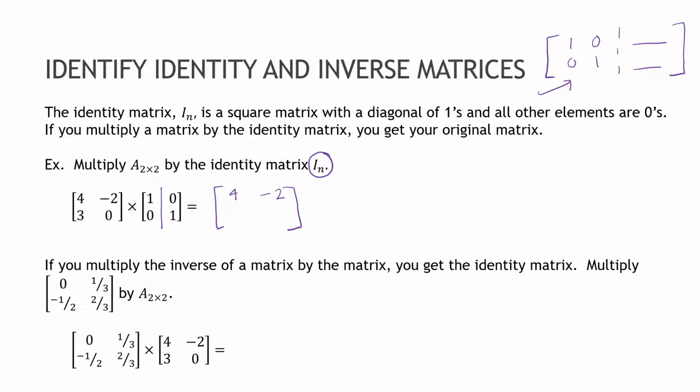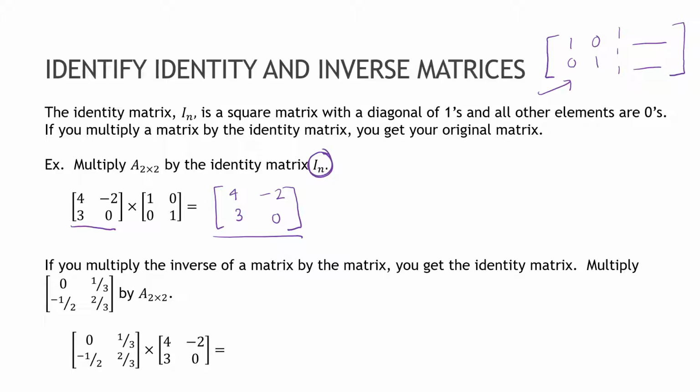And then if I take 3, 0, I get 3 plus 0, which is 3, and 0 plus 0, which is 0. And notice I started out at 4, negative 2, 3, 0, and I ended up at 4, negative 2, 3, 0. That is what the identity matrix does.